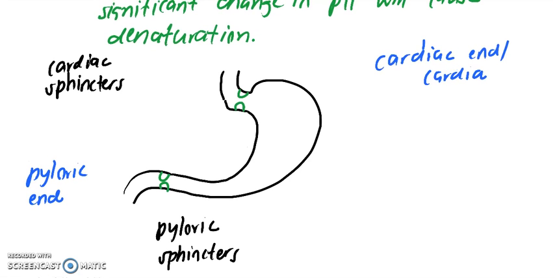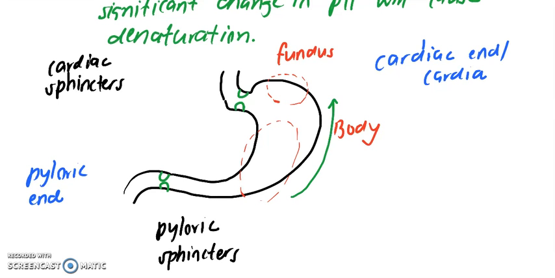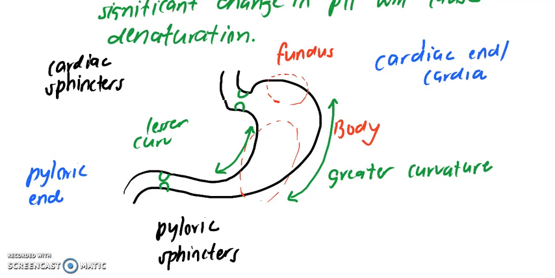Okay. So this top area, we call this the fundus. The body of the stomach, we aptly call just the body. This side of the stomach, with this great angle, we call the greater curvature. This is relative to this side, which we call the lesser curvature.